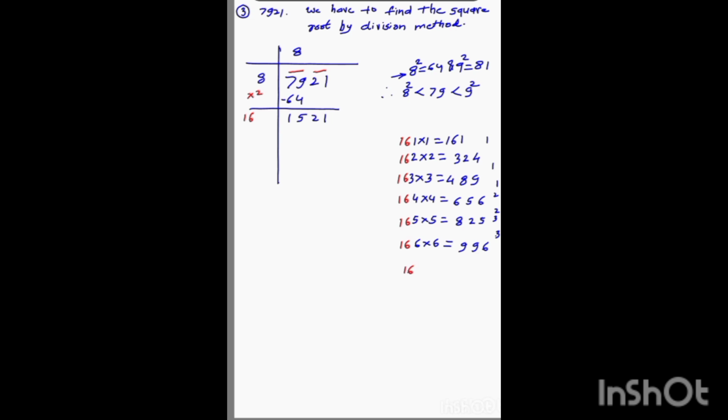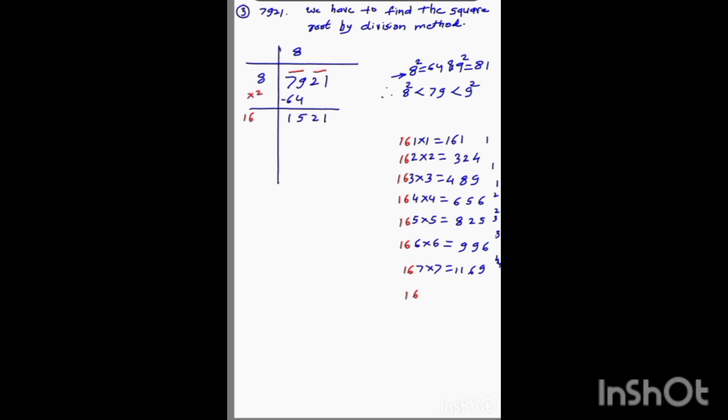167 into 7. After practice, you will not start from 1. By logic, you can start from in between, but for that you need to have practice, and I know you will do it. This is just to understand. You will start from either 6 or 5 or even beyond that. So 167 into 7 is 1169.